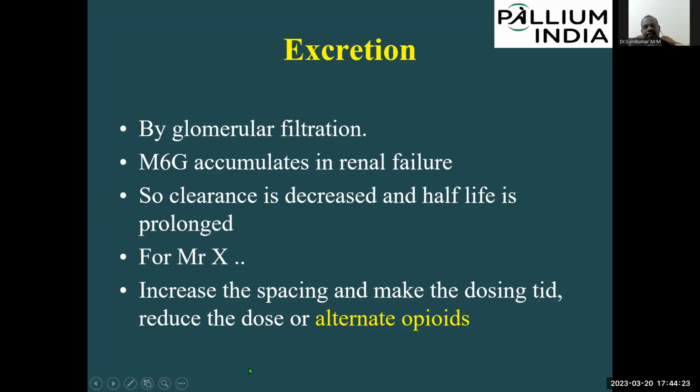Otherwise, you can give opioids which are supposed to be renally safe. So which are renally safe opioids? Fentanyl and methadone are the two opioids which are comparatively safer, even if the patient has renal impairment.